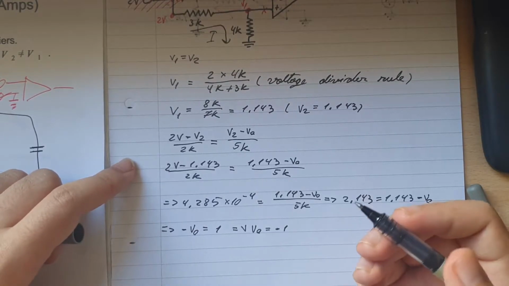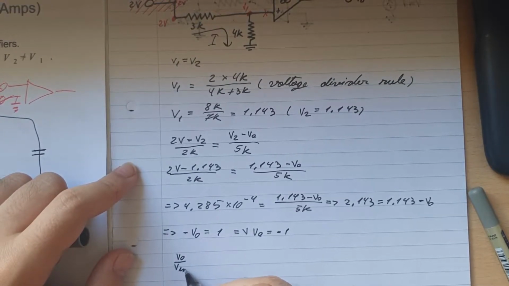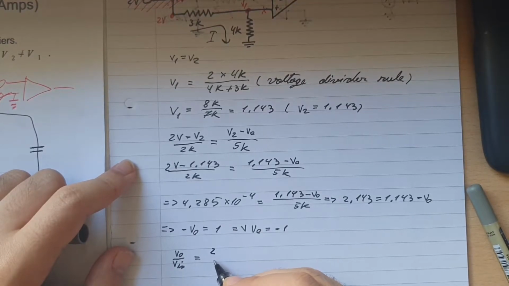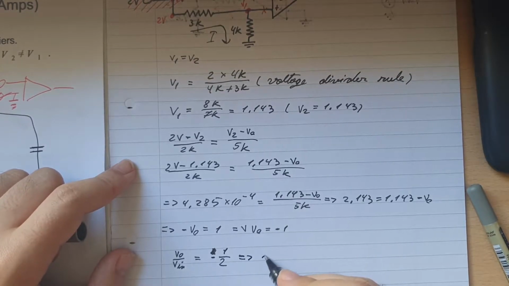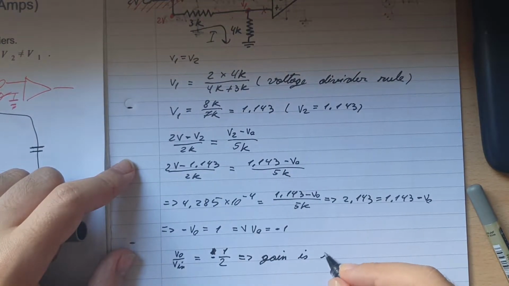And I guess if you want, you can calculate the gain. So Vout over Vin will simply be equal to minus 1 over 2. Therefore, the gain is 0.5.